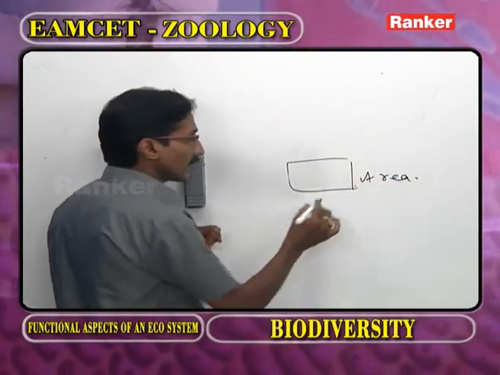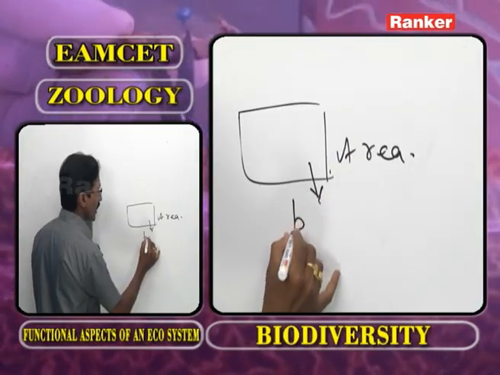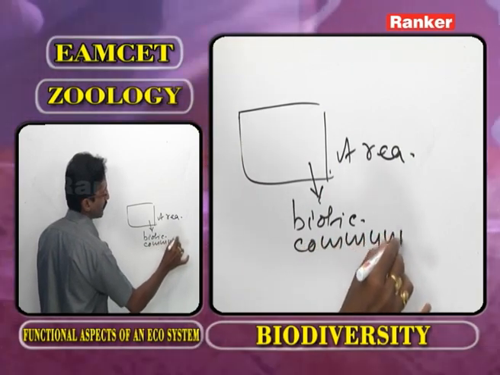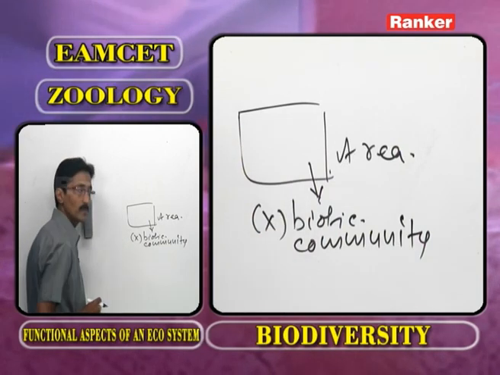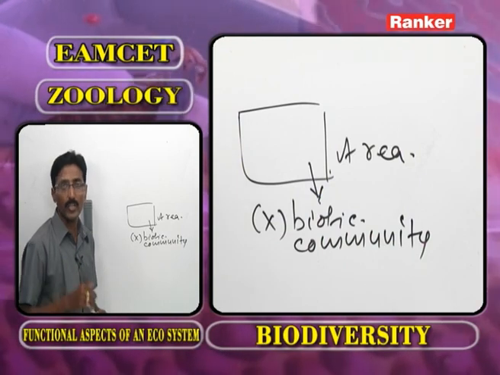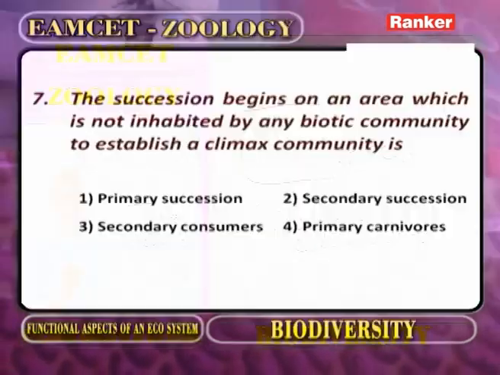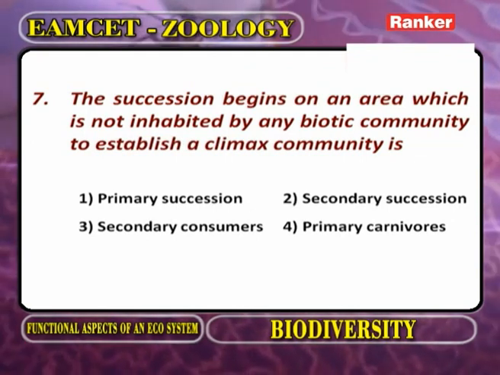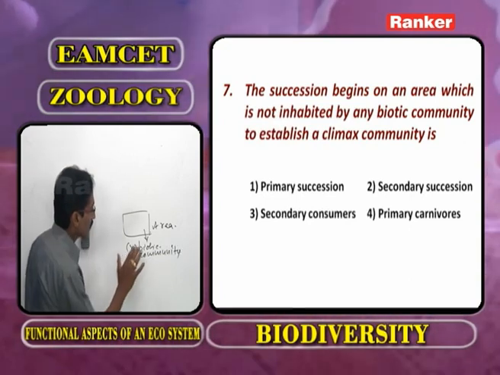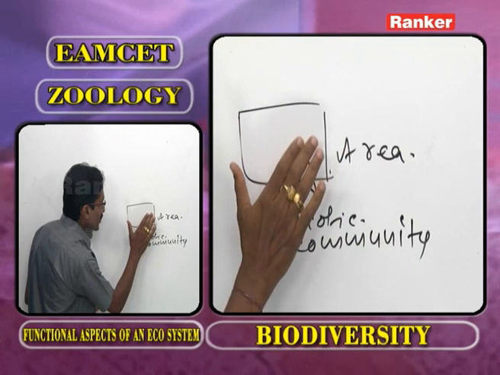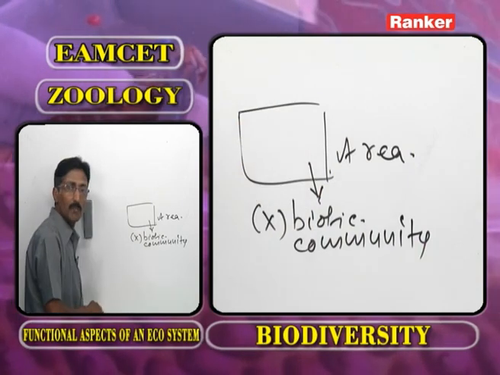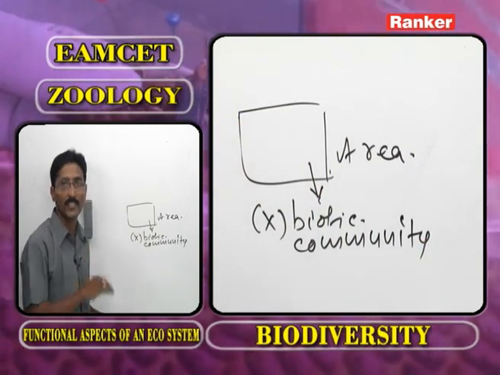In the beginning, in this area, no biotic community. The mark indicates that in this area there is no biotic community. Now you have to observe: succession begins on or in an area which is not inhabited by any biotic community. Now in this area gradually, orderly, a climax community is going to establish. That we call primary succession.